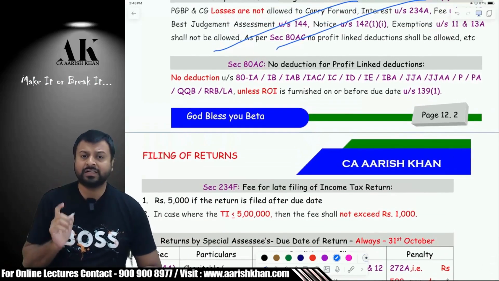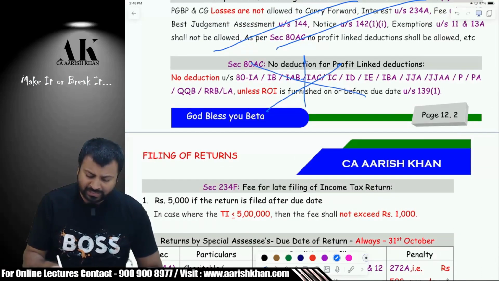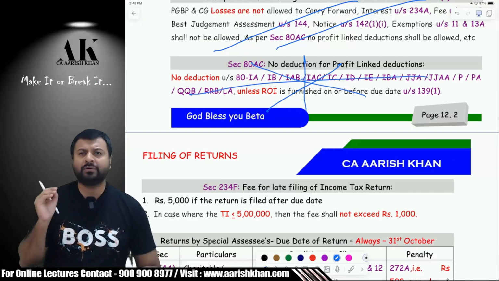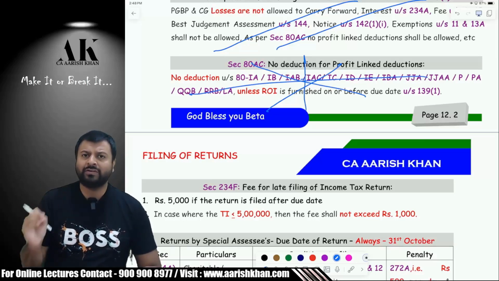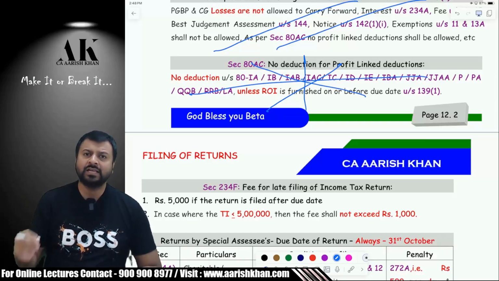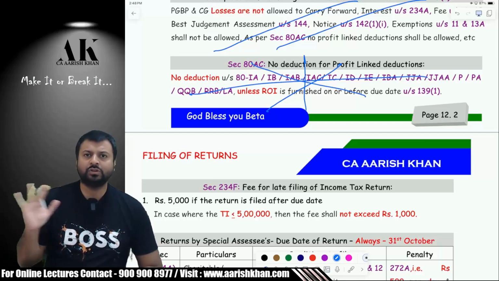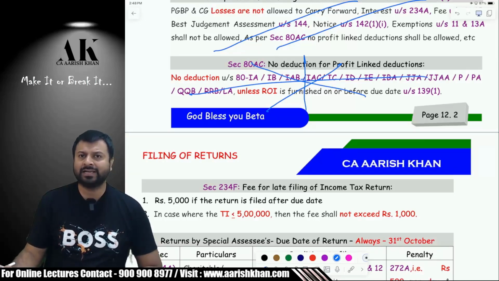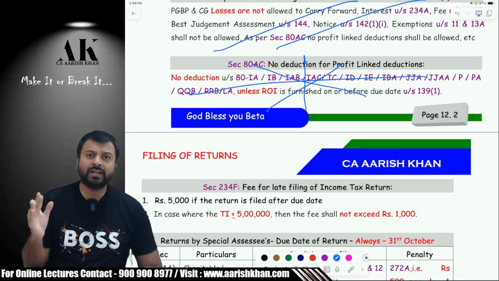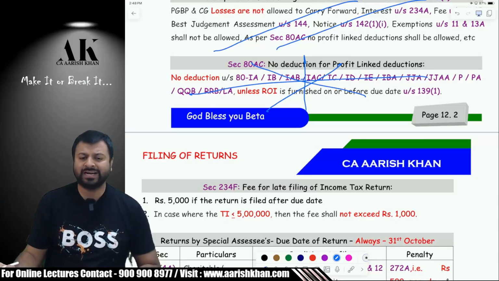If you do not file the return on time, you will not be able to claim any profit link deductions. To claim profit link deduction, you have to file the return on time. Without filing the return on time, profit link deductions will not be allowed. Can I claim the payment link deduction, sir? Yes, payment link deductions are allowed. There is no harm in claiming payment link deduction by filing a late return. But claiming a profit link deduction is not allowed if you file a late return.